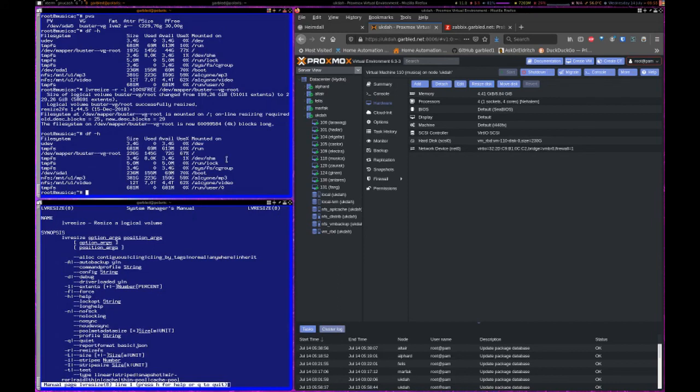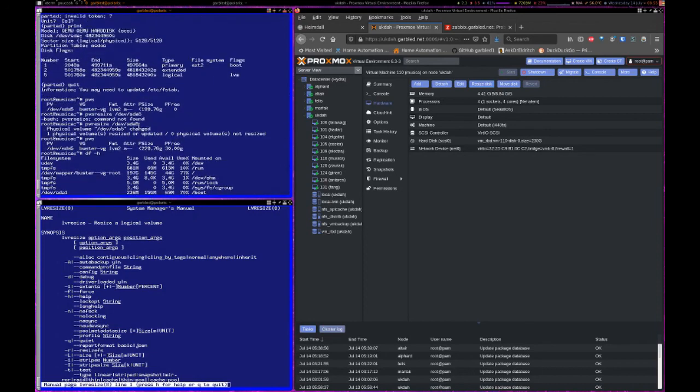So there we have resized 2 different types of file systems, and you can see it's fairly simple once you know the magical trick of using parted.